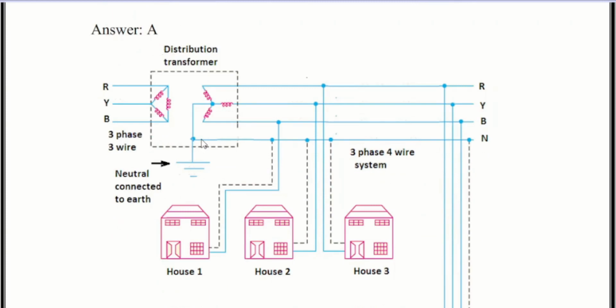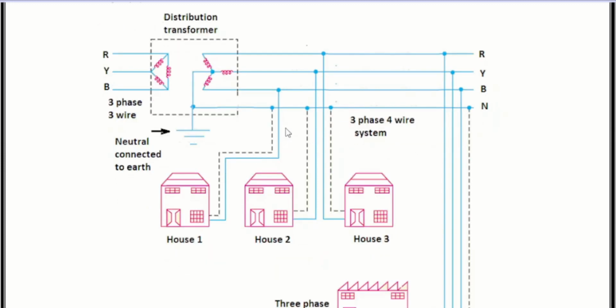The voltage is ultimately stepped down to 400 or 230 volts: 400 volts for bulk consumers and 230 volts for general domestic consumers, through the transformer. As you see from the figure, this is a distribution transformer. Its primary is delta connected and its secondary is star connected, and there are three phases and one neutral point which is grounded.